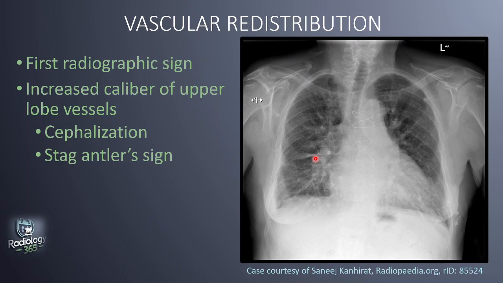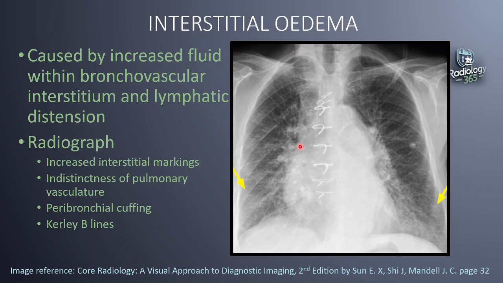There's also upper lobe venous diversion, evidenced by dilatation of these vessels that are moving into the upper lobe compared to the lower lobe vasculature. And just for the sake of completion, we can see some lower zone opacities as well. Now, the upper lobe vascular dilation we described is what is giving us what we have come to call the stag antlers sign.